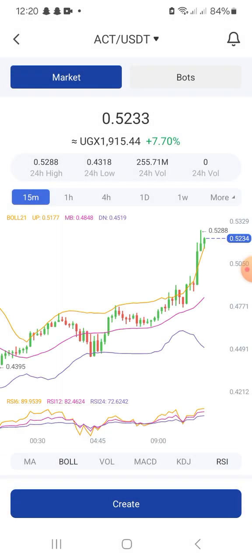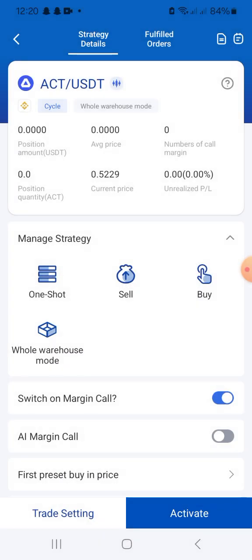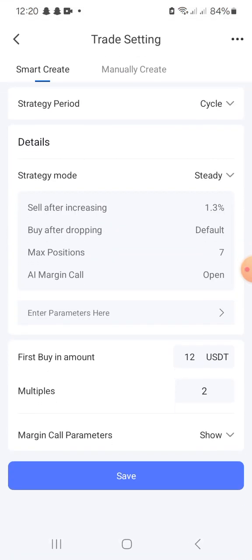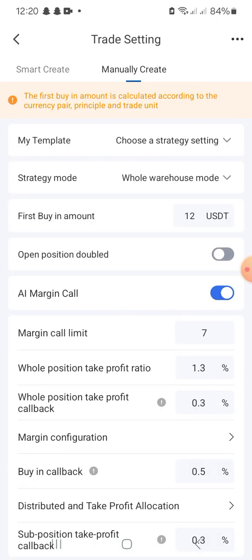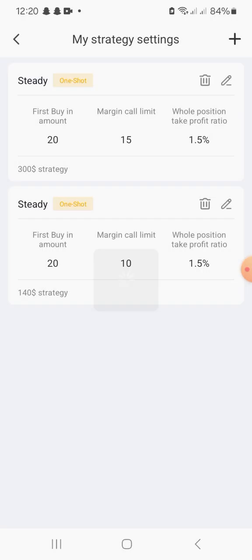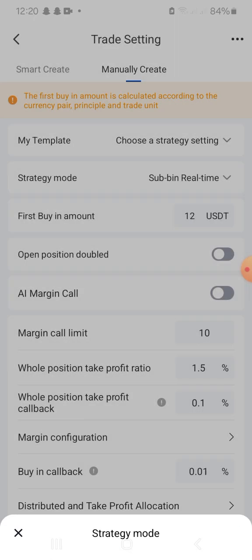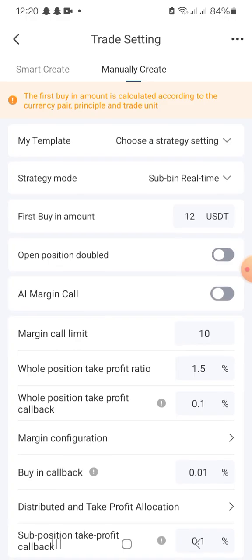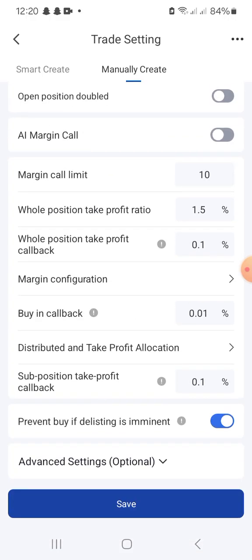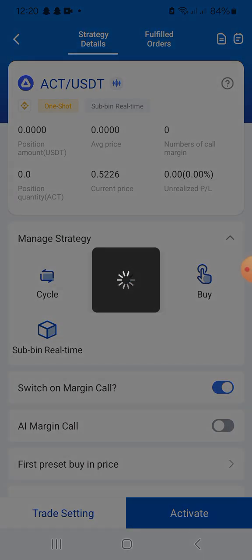I'm going to use another setting I set, but you take reference accordingly. You go to trade settings and you select manually create on the top. Then my template, choose a strategy. For you, you will choose the strategy you want, but for me, I'm going to choose the down one, because it's the one which fits the capital on this account. So I'll just send to sub-bin real-time settlement, and I start the trade. You see, it is very fast. You activate.